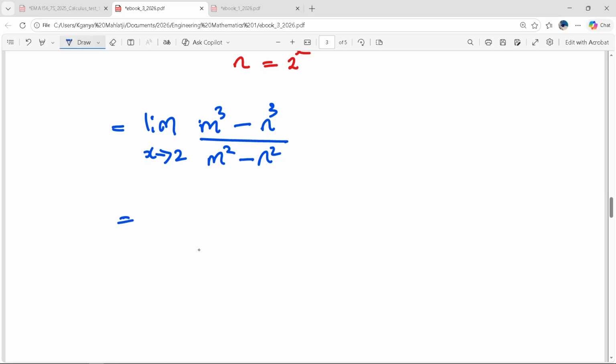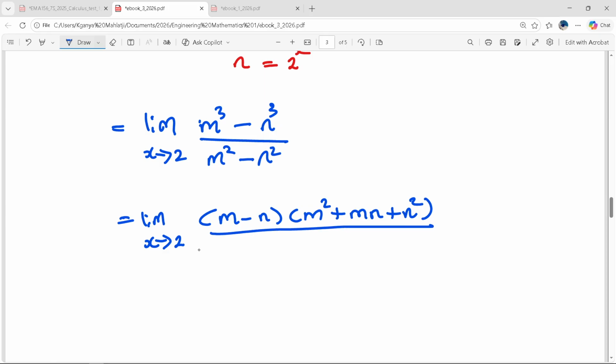Let's continue. From here you just continue to say the limit as x approaches 2. Now we have a difference of two cubes. When you factorize a difference of two cubes, the formula is standard. You will have m minus n, open bracket m squared plus mn plus n squared, over, when you factorize the difference of two squares, m minus n, close bracket, open bracket m plus n.